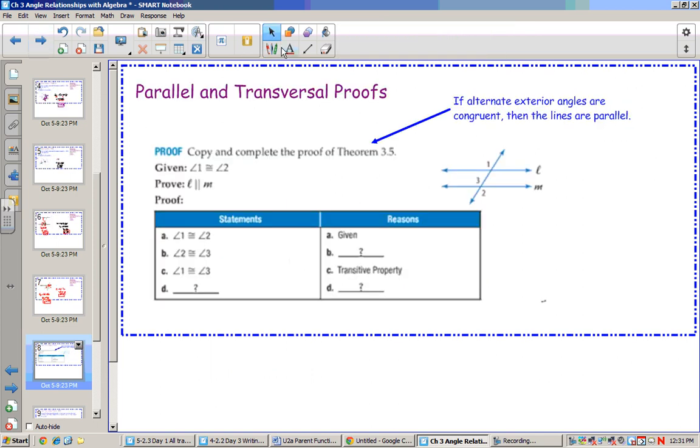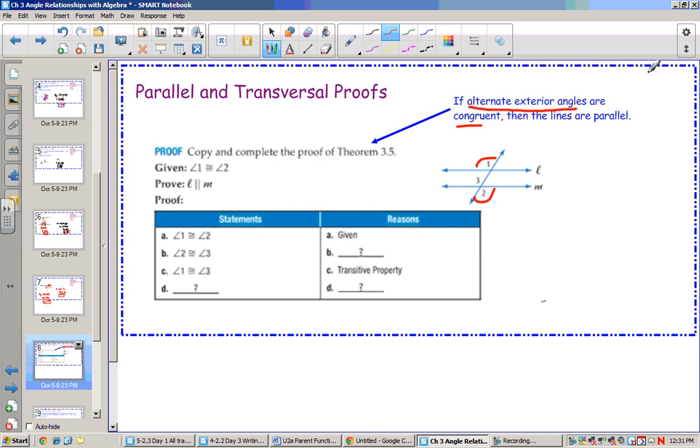All right. Now the next thing we're dealing with is parallel and transversal proofs. Now, we know angle 1 is congruent to angle 2. We're starting out with that. And so our goal here is we're going to prove that if the alternate exterior angles are congruent, then the lines have to be parallel.